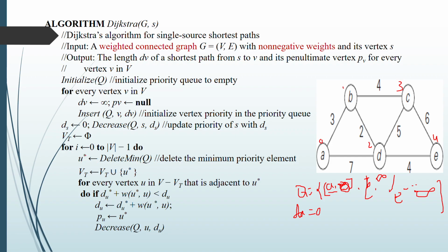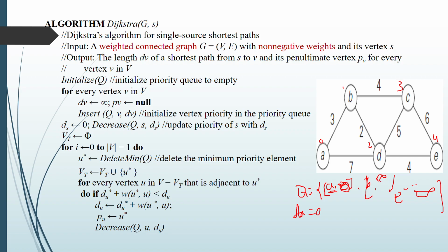Next, u star here. So what is u star, and what does it contain? Delete min queue here. Delete the minimum priority element. See here, in the priority queue, A, B, C, D, all the elements are there. But what is the priority of all the elements? That is infinity. Only one element value is changed to 0 here. Which element? That is A here.